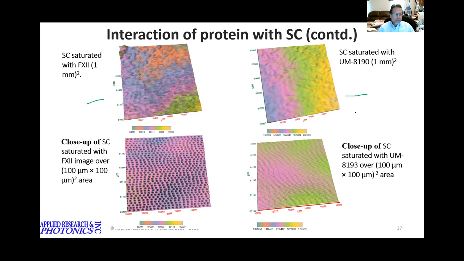on the 100 micron by 100 micron area, the stratum corneum clearly shows a structure that you expect from the stratum corneum. But on the right side, when the UM8190 has gone into the stratum corneum, that also shows that there is other material on top of it. It's not just the pattern.